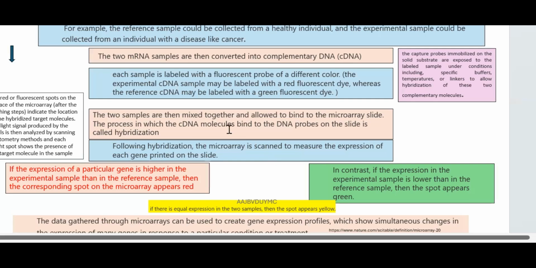Right. Now, how to analyze this? You have put a red labeled sample, and the reference is in green label. So let's see what kind of expression you would see. If the expression of a particular gene is higher in the experimental sample than in the reference, then the corresponding spot on the microarray will appear red, right? And if it is opposite, that is, if the expression in the experimental sample is lower than in the reference sample, then the spot will appear green. And of course, equal expression will give you another color, which is yellow.